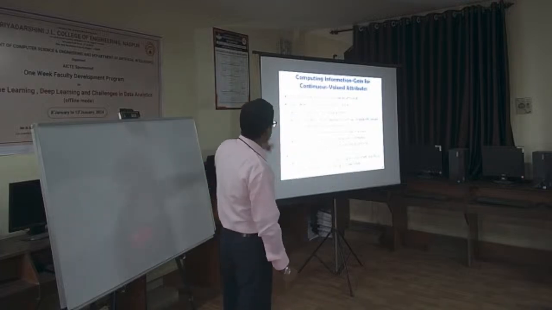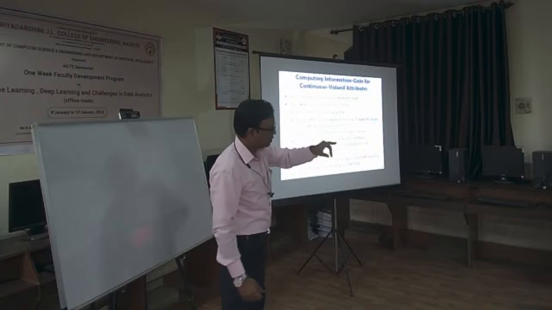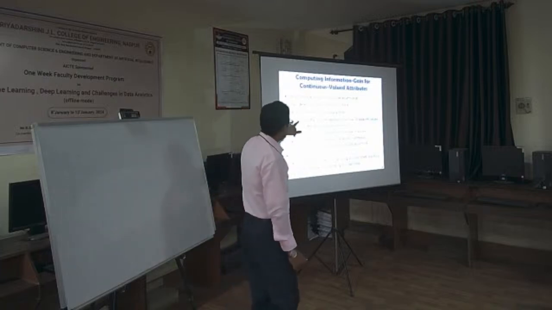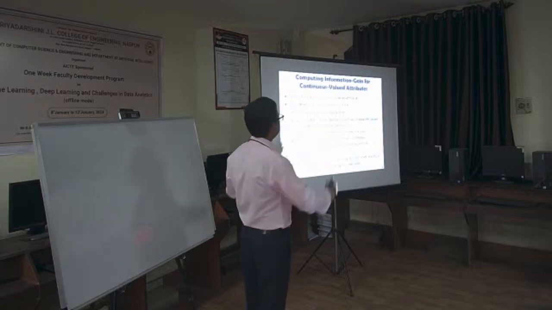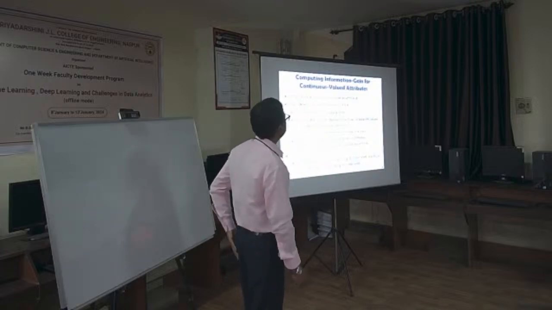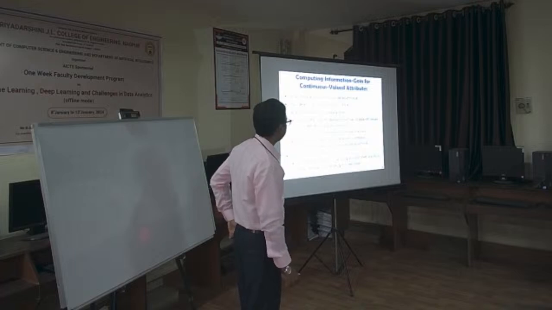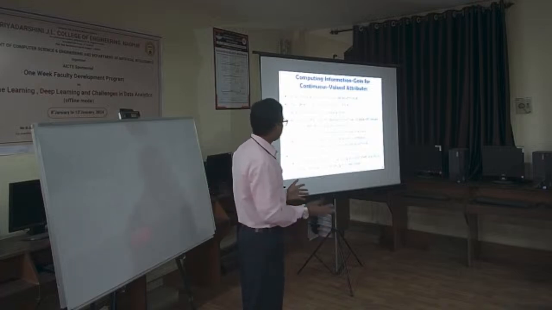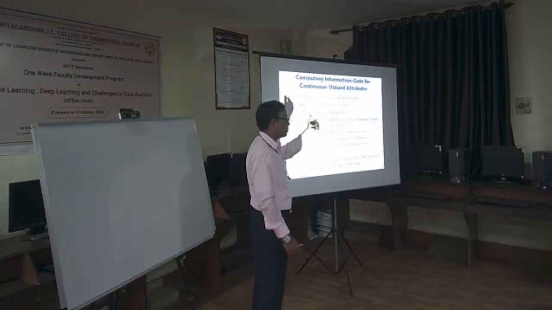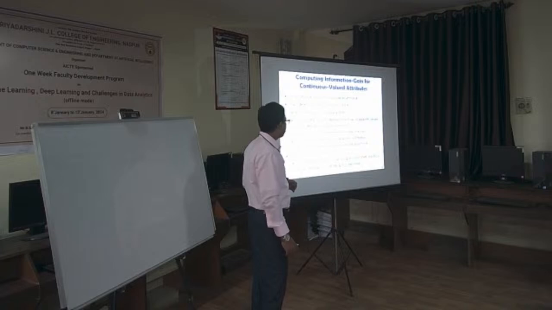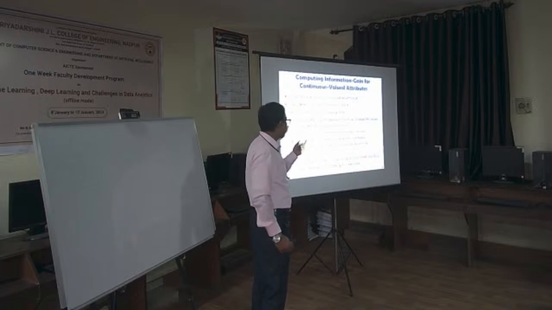So what it says is that if it is a continuous value, split it at a particular point. Sort the values of A in increasing order. Typically, the midpoint between each pair of adjacent values is considered as a possible split point. Sort कर दीजिए and take the mid, which can be easily calculated as lower bound plus upper bound divided by 2. And the point with the minimum expected information requirement for A is selected. So whichever split has the minimum expected information will be chosen.